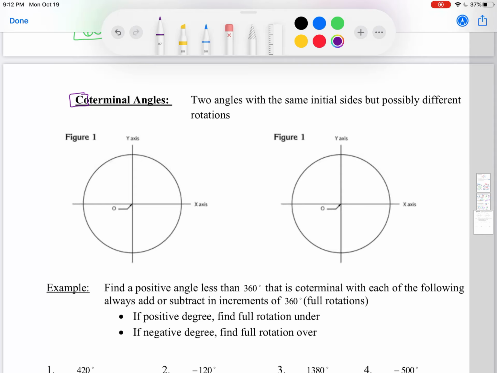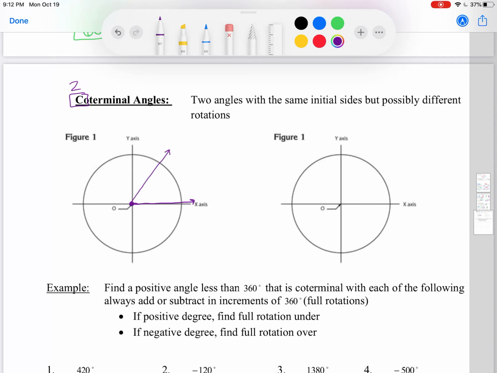And then for the last page, we're going to talk about coterminal angles. And it's exactly what you think it's talking about. When I say the word co, the prefix, it's meaning two. All right, and then if you read the definition, it's going to make some sense. So it's two angles with the same initial side, but possibly different rotations. All right, so I'll give you an example of what that means.